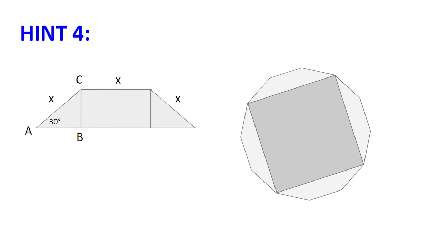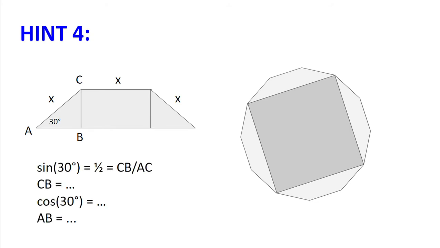Hint number 4. The figure on the left is one of the trapezia from the dodecagon. Try and find out the final side length and also the length of CB. Okay, so sin 30 is a half, which is opposite divided by hypotenuse, so CB divided by AC. So what is side length CB? Similarly, what is side length AB?